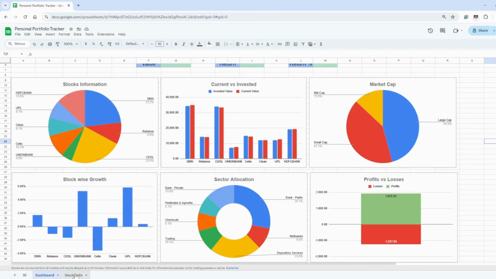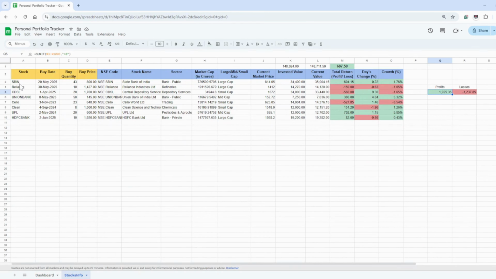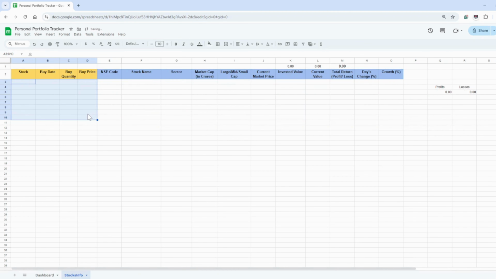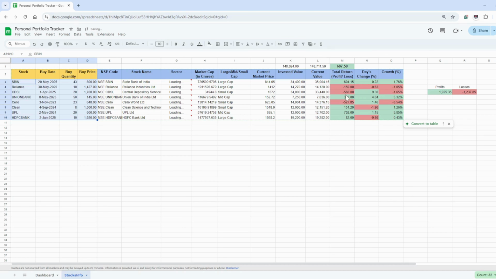Okay, after that, what you can do is you can change these stocks and everything, like say for example, you have some other stocks. So what you can do is you can just change the name. So don't delete it, because then whatever formula I have done will be gone. So what you can do is you can only delete this part, this for stock, buy date, buy quantity, buy price. If you delete this, then automatically everything will be deleted. Okay, so don't delete all the things, because otherwise the formula will be gone.